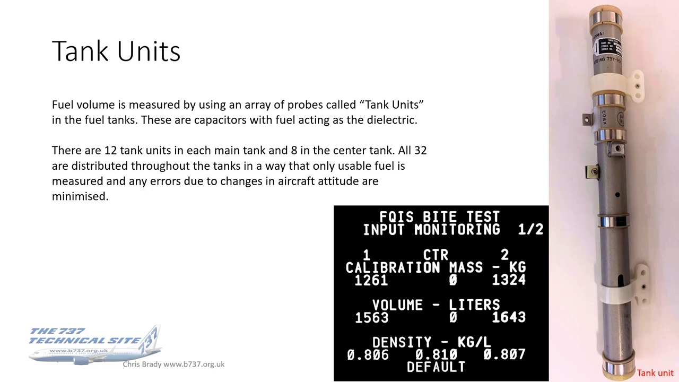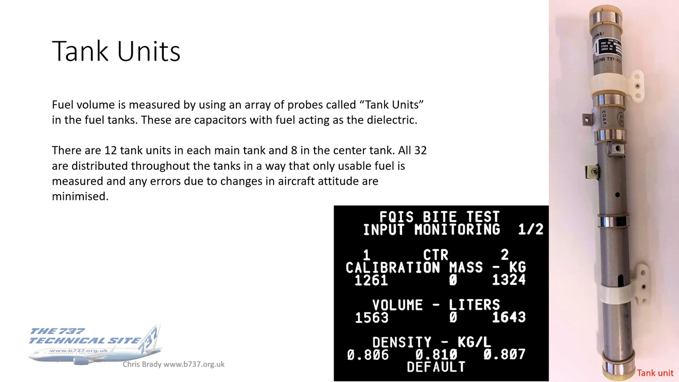The photo on the right is called a tank unit, and it's a probe. It's the first stage in how the fuel is measured. There are 32 of these in total on the aircraft, 12 in each main tank and 8 in the center tank. And essentially, these are capacitors where fuel is the dielectric. As I say, they're distributed all around the tanks, and the reason for that is to minimise any errors due to changes in aircraft attitude or accelerations.